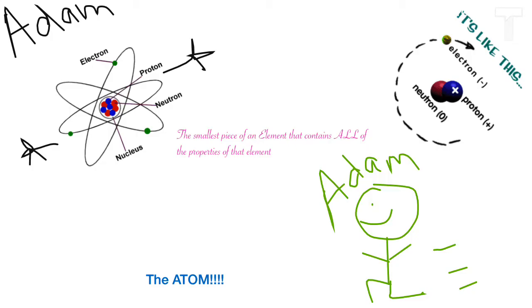The atom. It's the smallest piece of an element that contains all of the properties of that element. If we go any smaller, we start losing properties of the element.